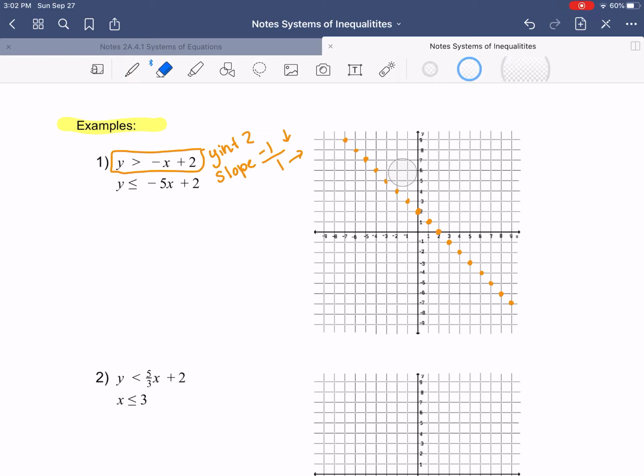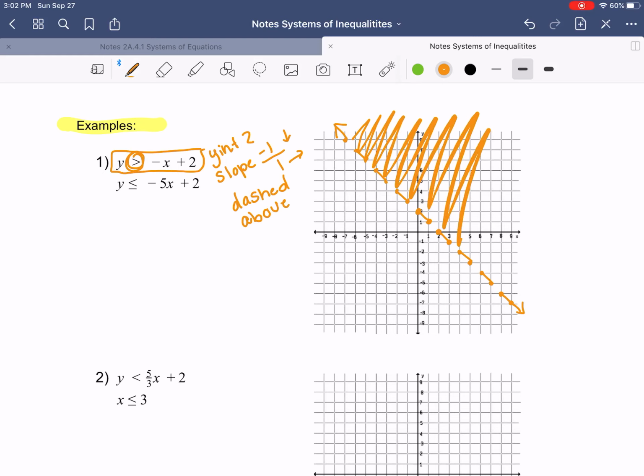Okay, so then I have to decide, is my line going to be solid or dashed? It says y is greater than. There's no line underneath, so that means it's going to be dashed. And it says greater than, so that means I'm going to shade above. So I'm going to make a dashed line. I still have arrows on the end, but I have a dashed line, a broken line. And I'm going to go ahead and shade above. So above would be this side.